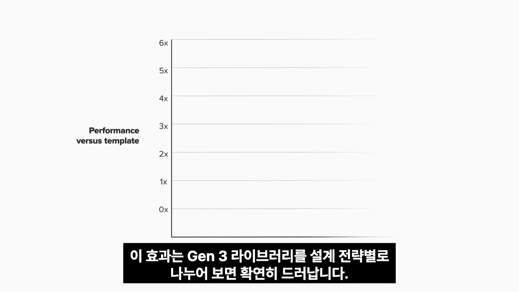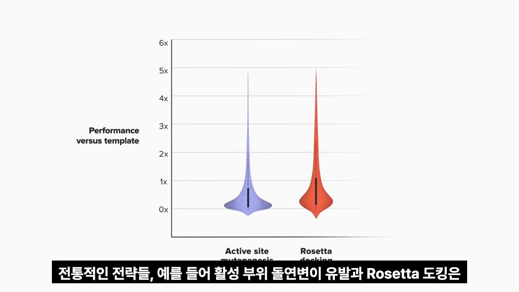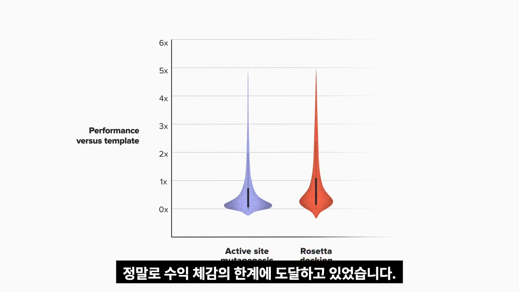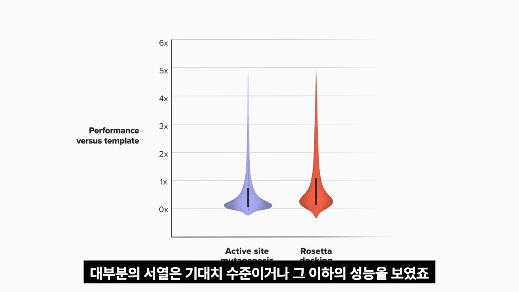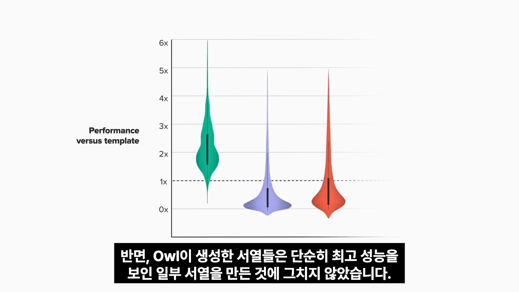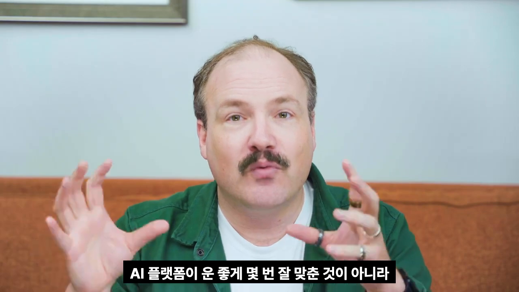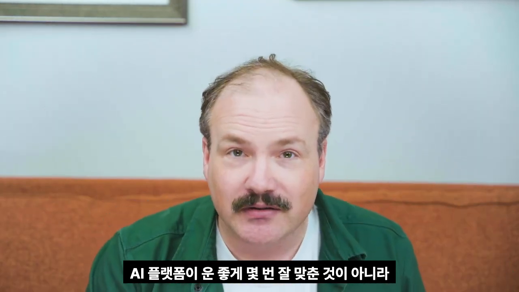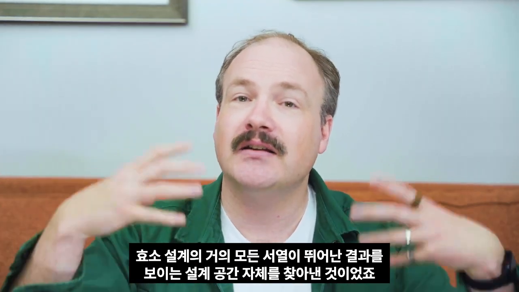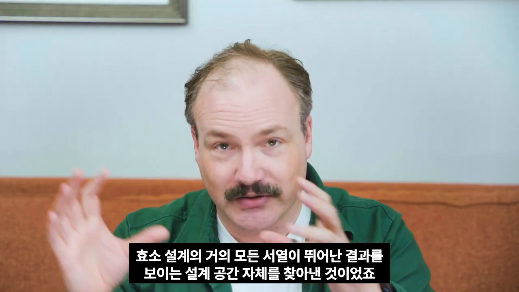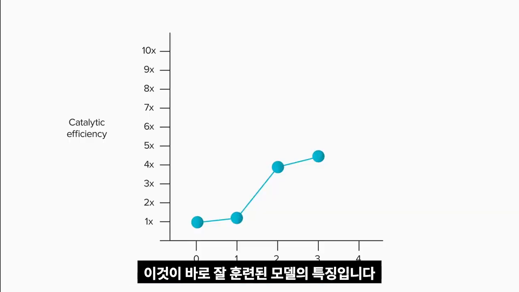We can see this effect by breaking out the Gen 3 library by design strategy. The conventional strategies, active site mutagenesis and Rosetta docking, really were reaching the point of diminishing returns. They were giving us some improvements, but the bulk of the sequences were performing at or below expectations. The OWL-generated sequences, on the other hand, were not just producing the highest performers overall, they were consistently high. The AI platform wasn't just getting lucky once or twice, it was describing an entire design space where almost all the enzyme designs were good. This is the mark of a well-trained model.